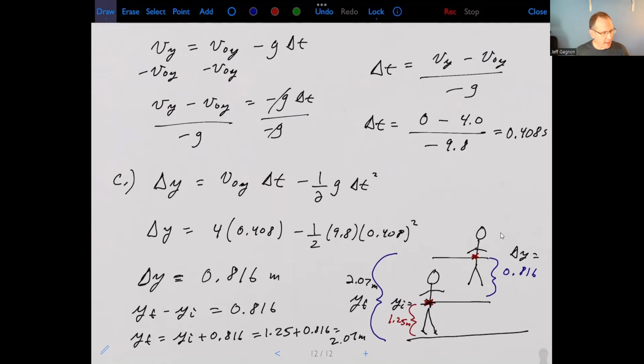Okay, again, like anything else, this is going to take some practice. But the nice thing here is we're only dealing with constant accelerated motion. The acceleration is constant.